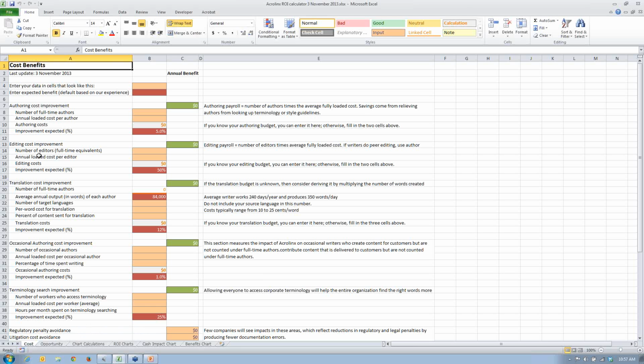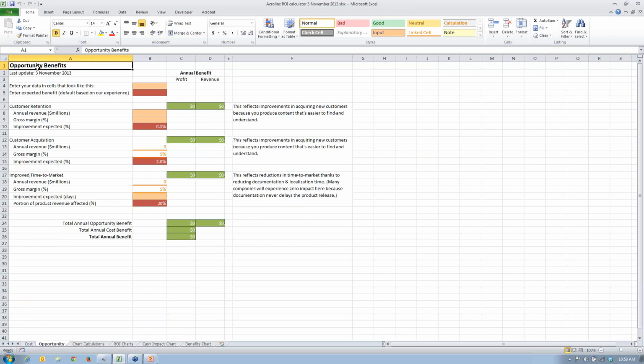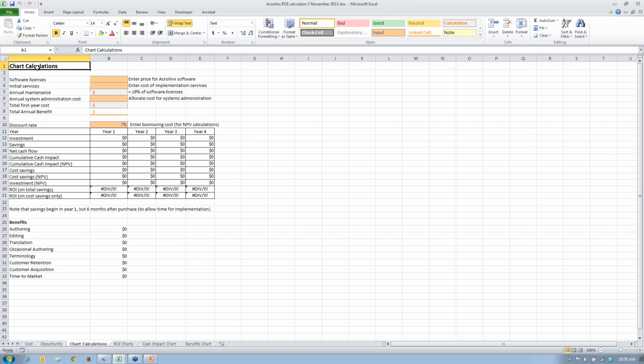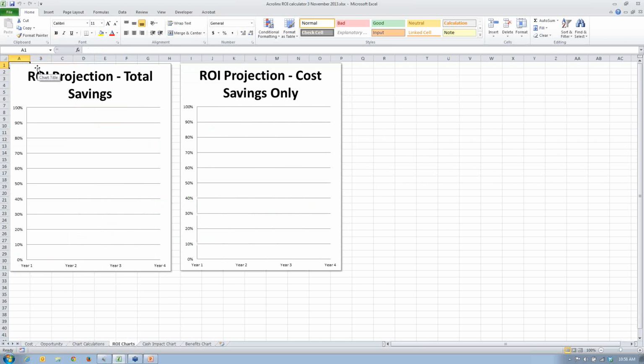You see that there's a cost-benefit side of the spreadsheet. That's the hard savings. If I go to the next tab, there is the opportunity side, or the soft benefits side of working with Acrolinx. The next one is some calculations that drive some charts, and then we have those charts I showed you earlier.